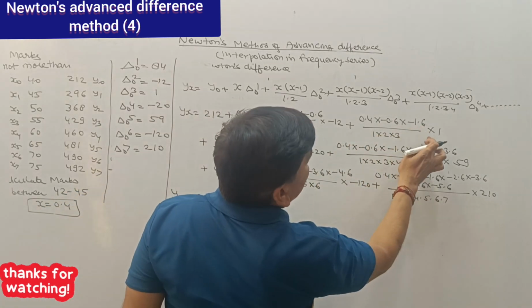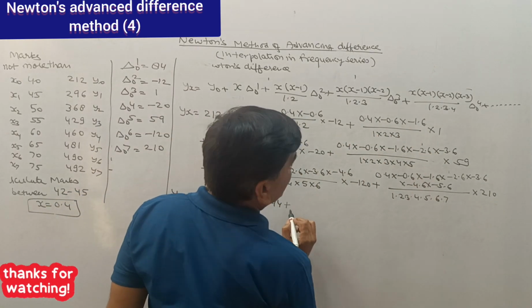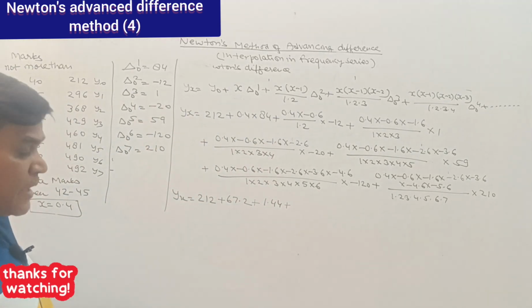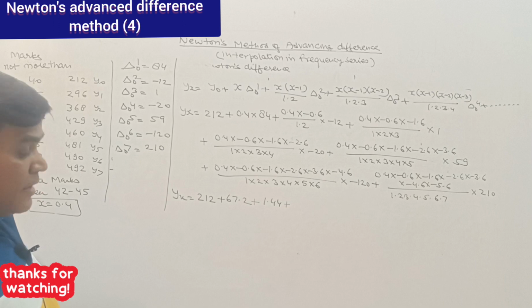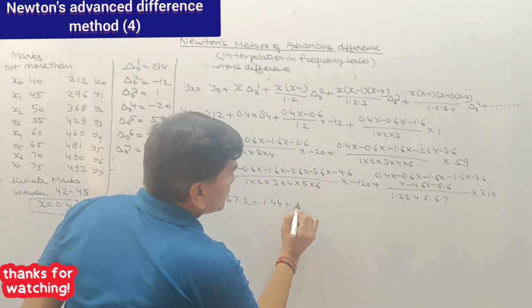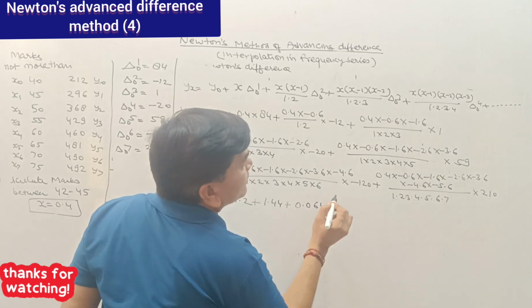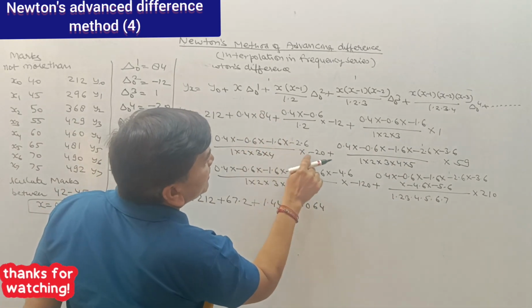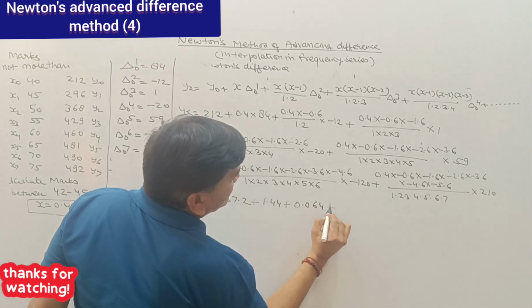1 minus 2 minus, so the value will be plus. 0.4 multiply 0.6 multiply 1.6 multiply 1 divided by 6. 0.064. Come to this. 1 minus 2 minus 3 minus 4 minus, so the value will be plus.